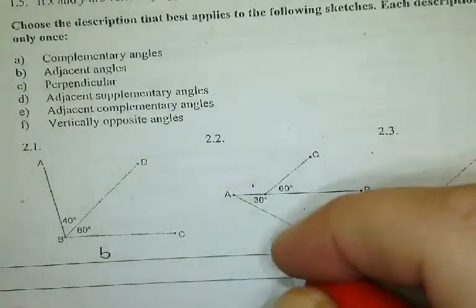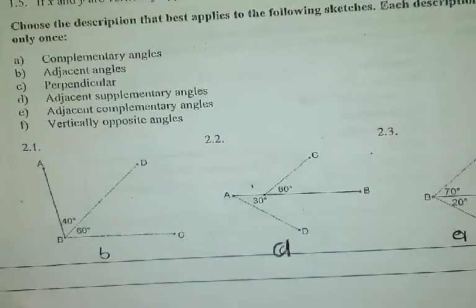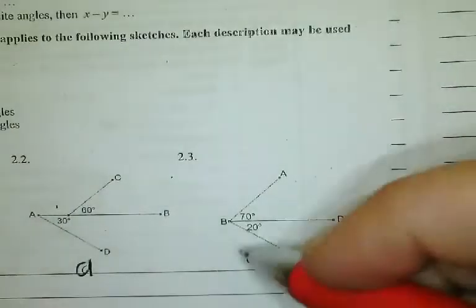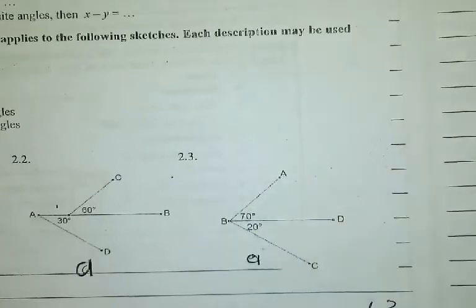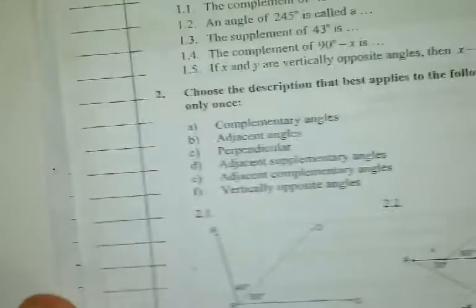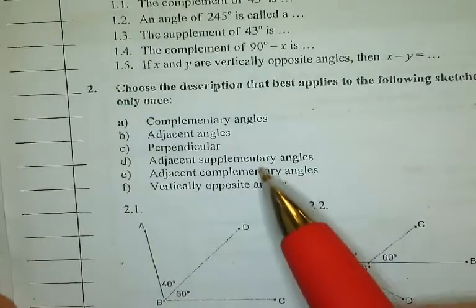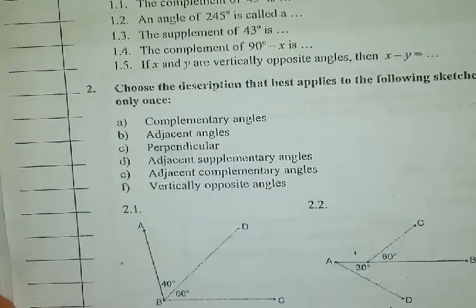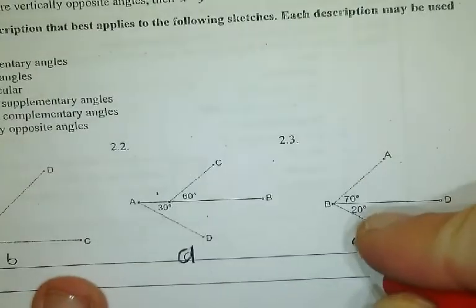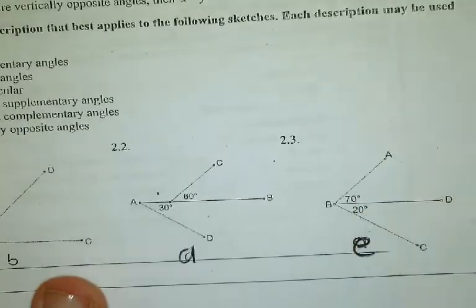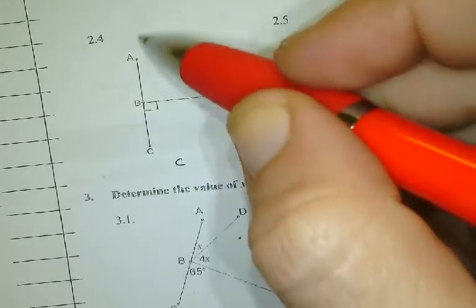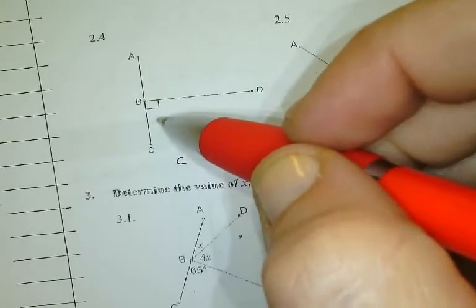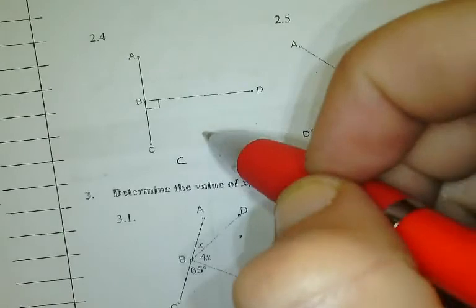Let's just make that very clear. A. Alright. These two angles are adjacent. 70 plus 20 gives me 90. So from the description, these are adjacent complementary angles. So this is E. Right. Next one. Here we have a right angle. Guys, right angles are perpendicular. So this is C.